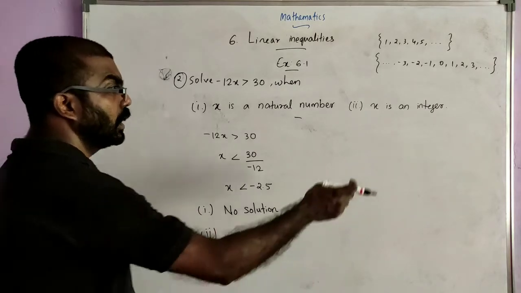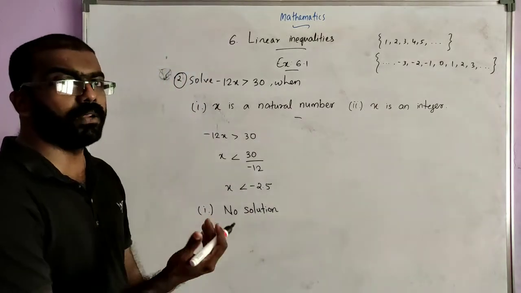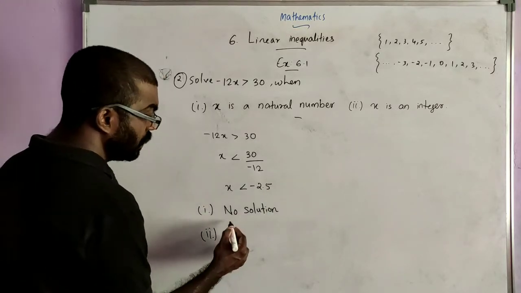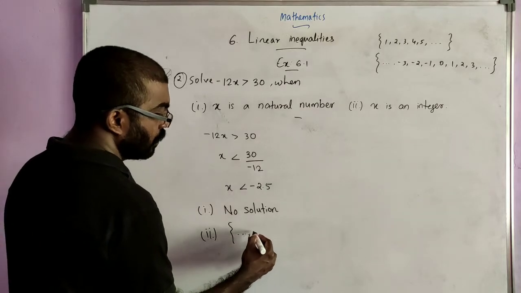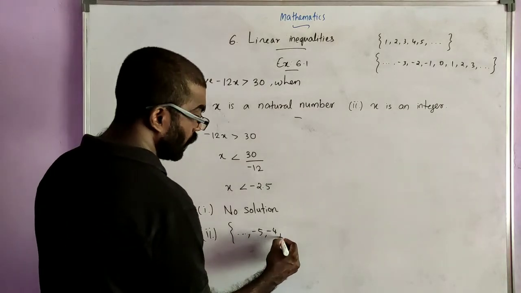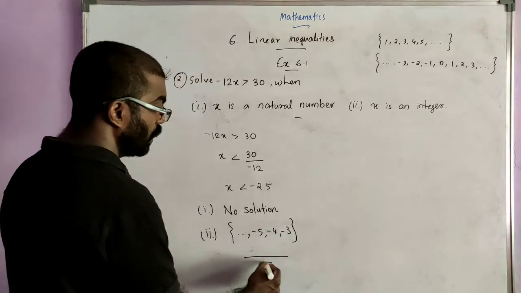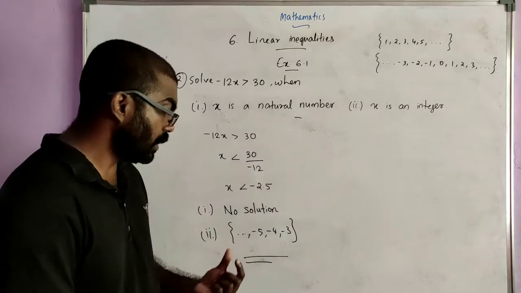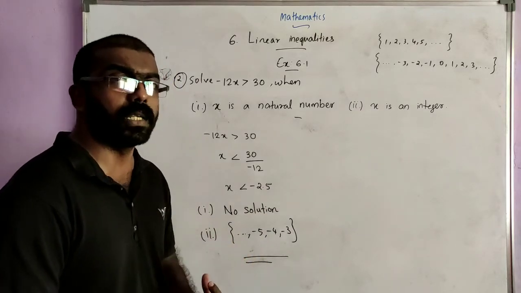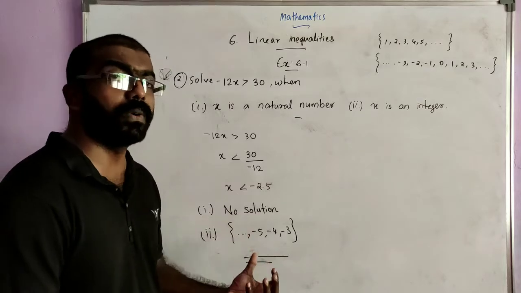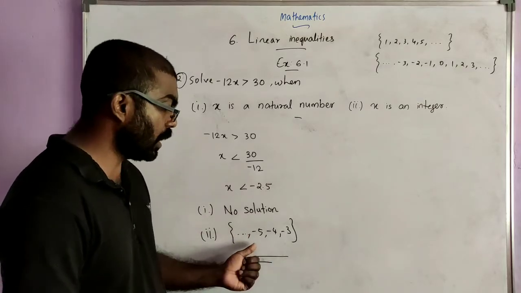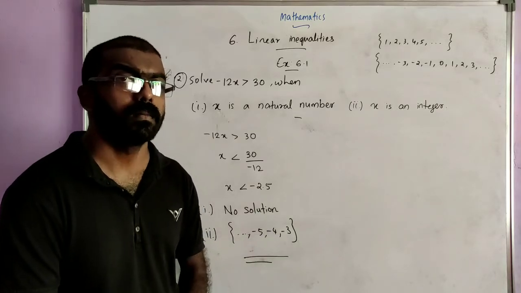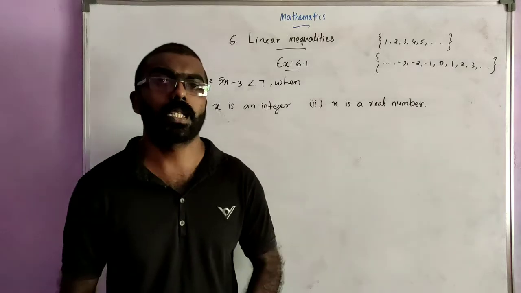And the second one is in the set of integers. We know there are infinitely many integers that are less than minus 2.5. We can write the set etc., minus 5, minus 4 and minus 3. The collection of integers which are less than minus 2.5 are etc., minus 5, minus 4 and minus 3. We don't know the least negative number, that's why we put etc. There are infinitely many integers. Clear?